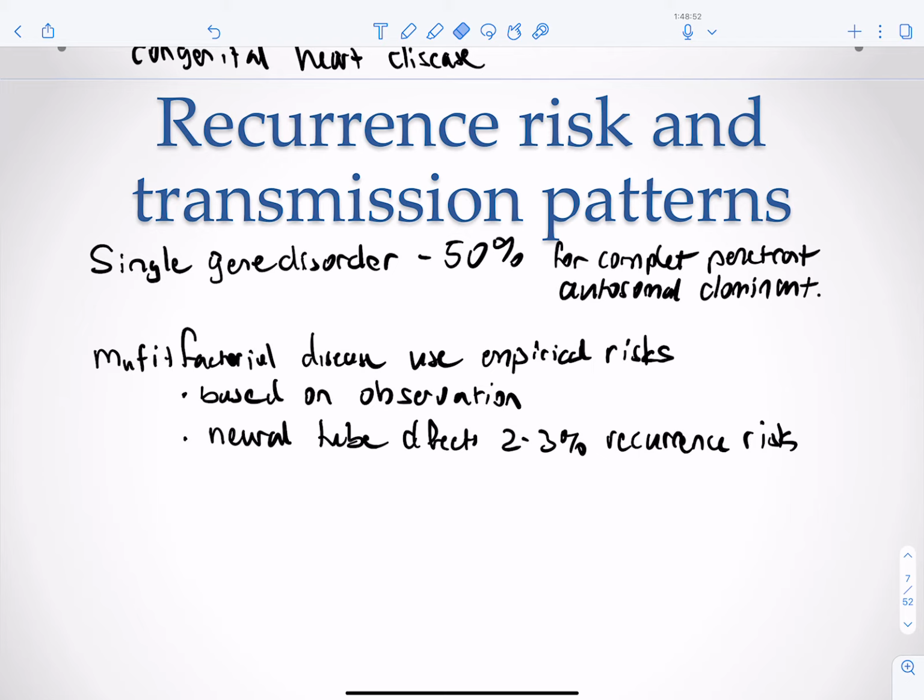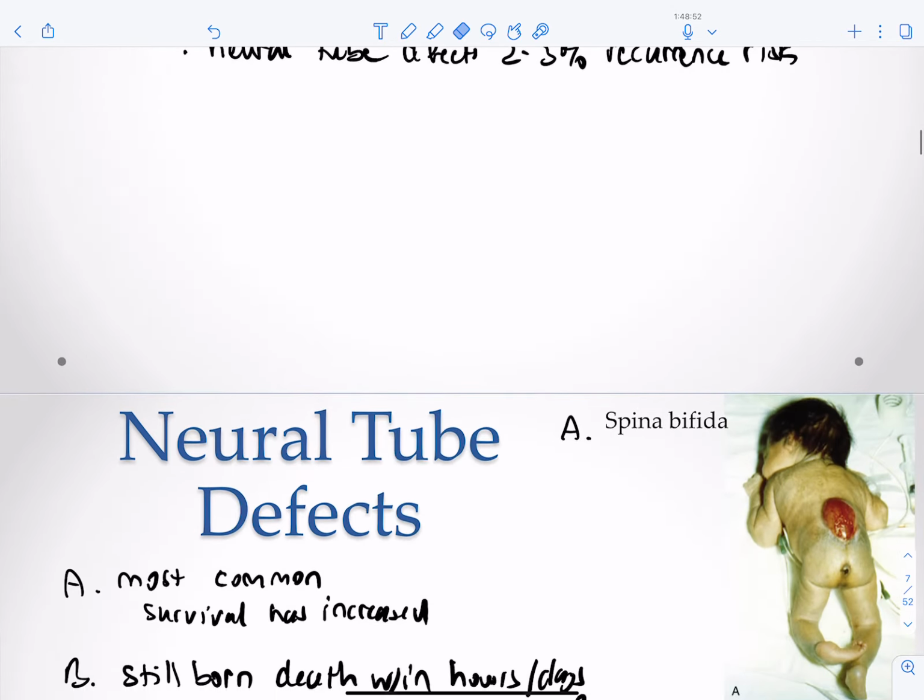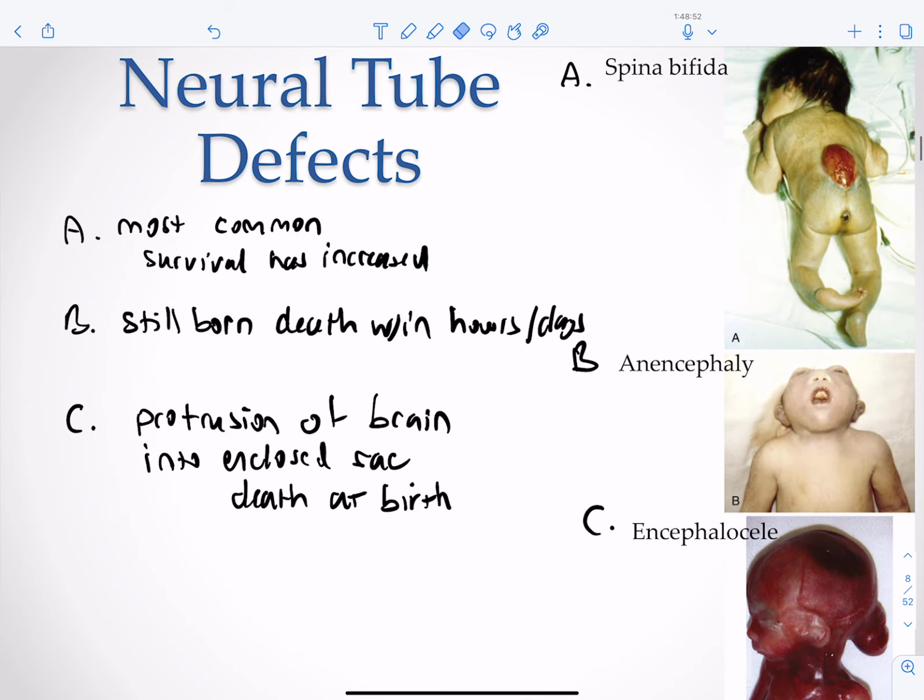And so neural tube defects were studied because they were pretty prevalent before it was discovered that folic acid could help to reduce them. With neural tube defects, it's found that you have about 2 to 3% recurrence risk. Now for neural tube defects, there's 3 main types. The most common is spina bifida, and over time, and especially with folic acid, survival has increased. You can do surgery many times to help a baby born with spina bifida.